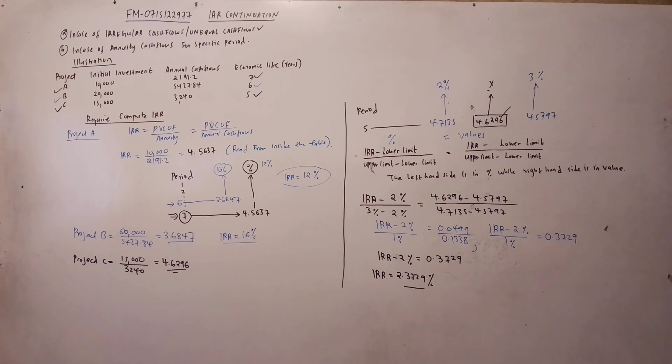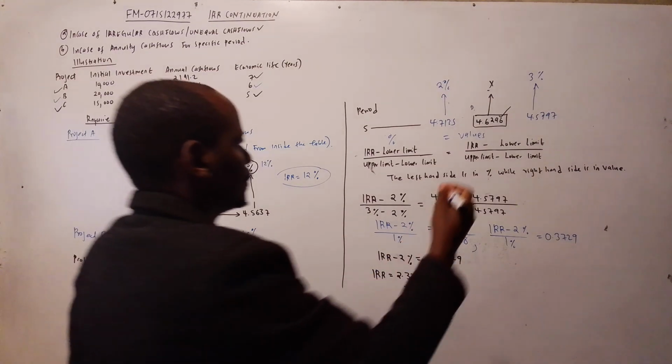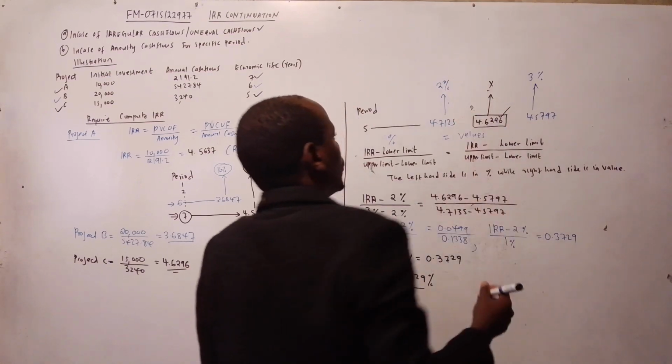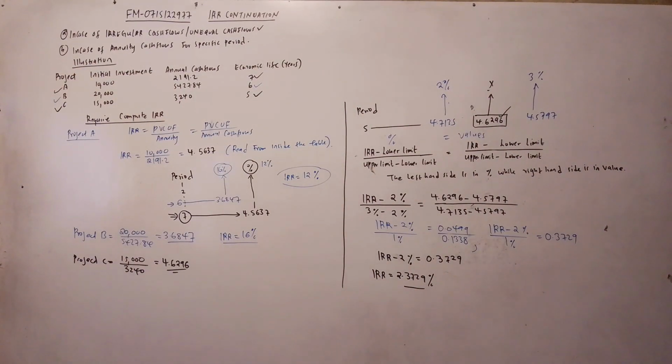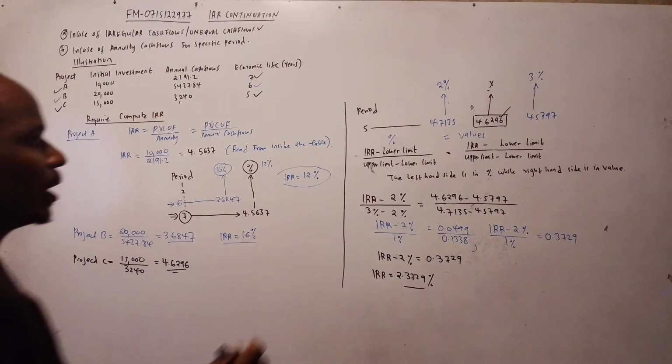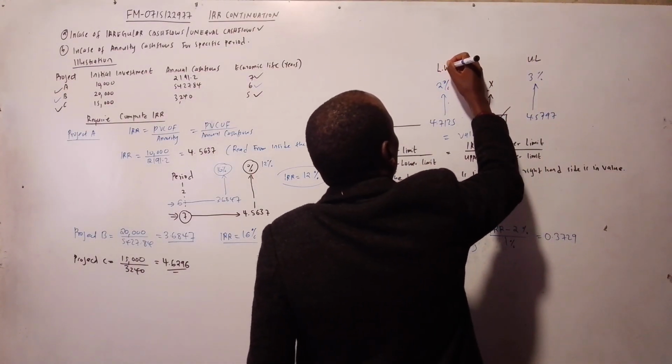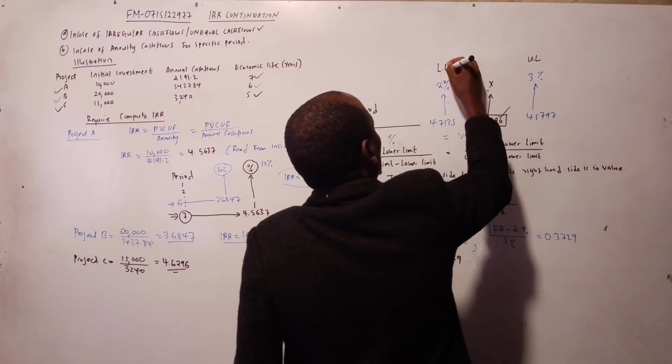Unajua nimefanya makosa, there's a small error nimefanya. This one is the upper limit. Which one is upper limit in that case? This one is the upper limit, this side. Upper limit, this one is lower limit. So kumaanisha hapa kuna mahali nimefanya makosa.